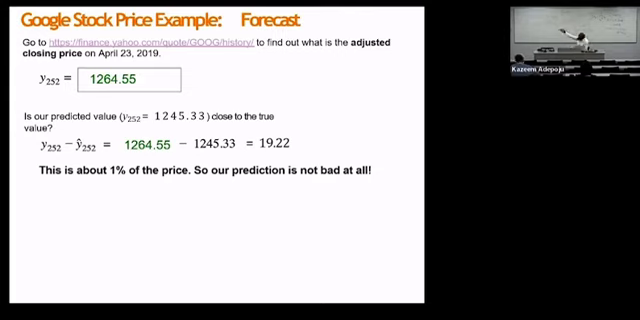If you look at 19.22 in terms of percentage, that's just about 1% of the price. So our prediction is not bad, because I don't really expect my model to give me a perfect prediction in the first place. Does that make sense? This is how to fit an autoregressive model of order one.